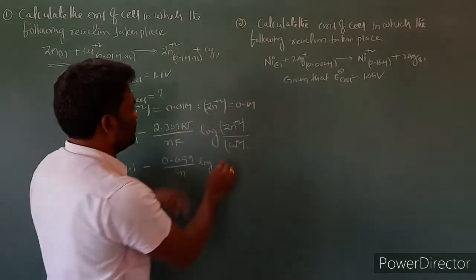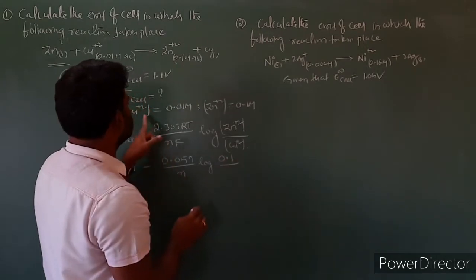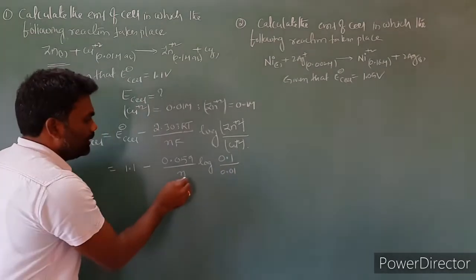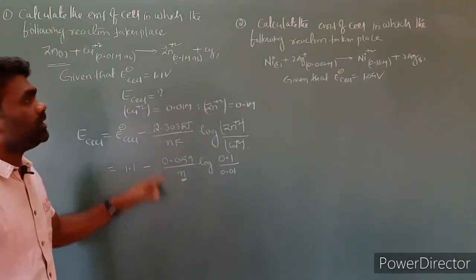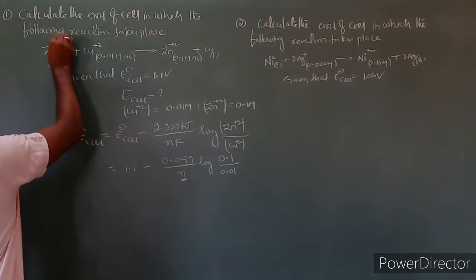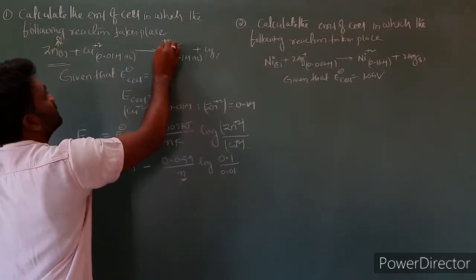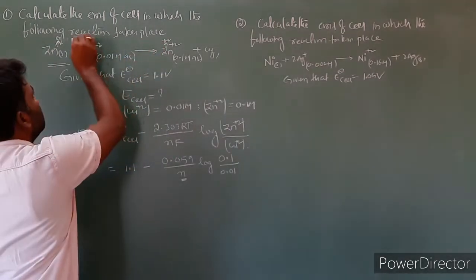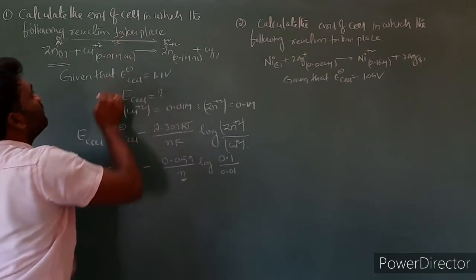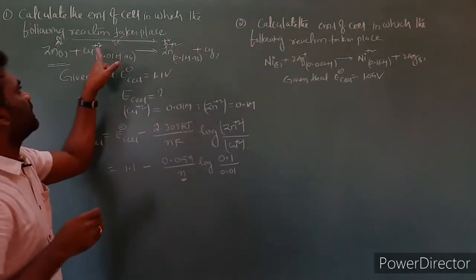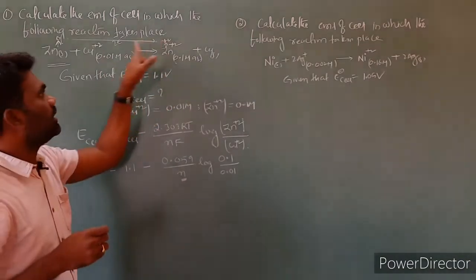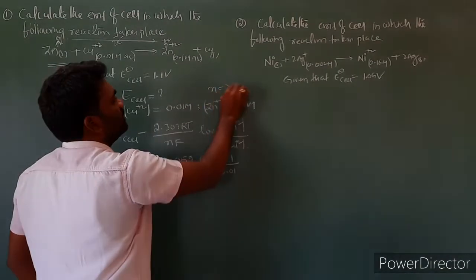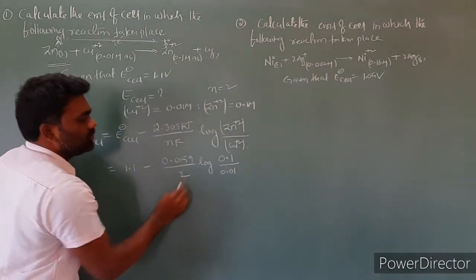The concentration of Zn²⁺ is given as 0.1. The concentration of Cu²⁺ is given as 0.01. Here we also have to substitute the value of n. How to get n? By looking at the reaction. Here zinc has oxidation number 0, and zinc is converting into +2. Zinc 0 converting into +2 means it loses 2 electrons. These 2 electrons are taken by copper²⁺, converting into copper. The number of electrons involved in this reaction is 2. So here n is equal to 2.